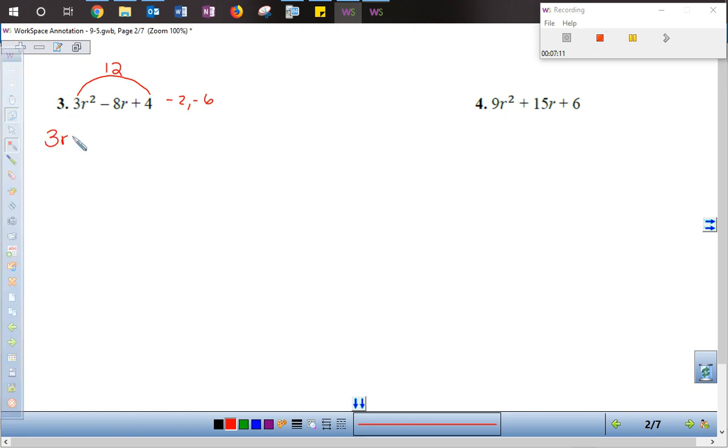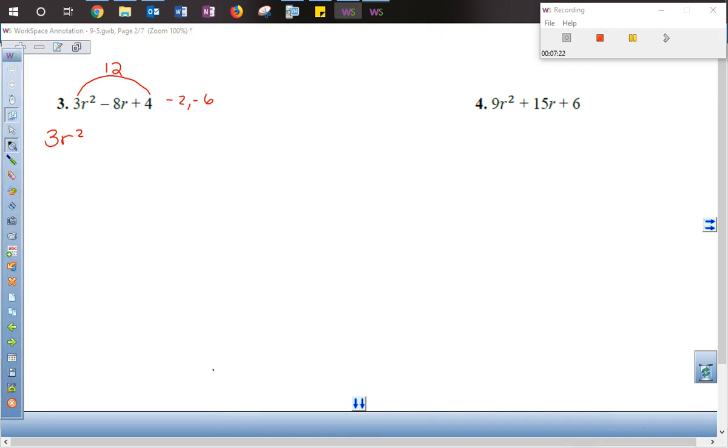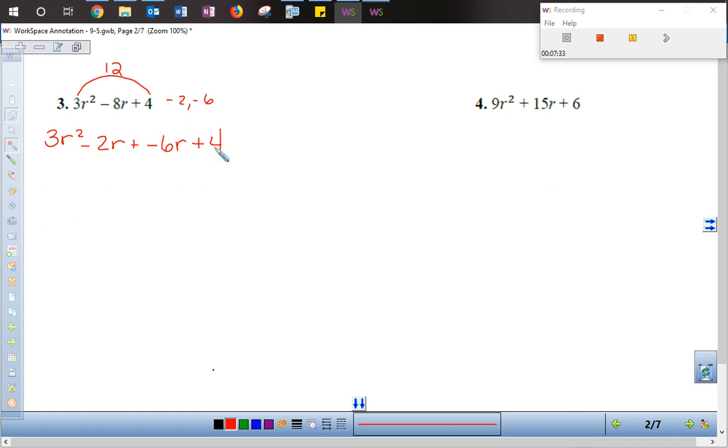The 3r squared comes down first, and I want the negative 1 to go first, but when they're both negative, we have to bring down the first one. So we want minus 2r, and instead of saying minus 6r, that's when we want to put a plus a negative 6r, and then bring down my plus 4. And the reason we do that is so that when we group our binomials, we're still left with an addition symbol in between. Now we can take out the greatest common factor.